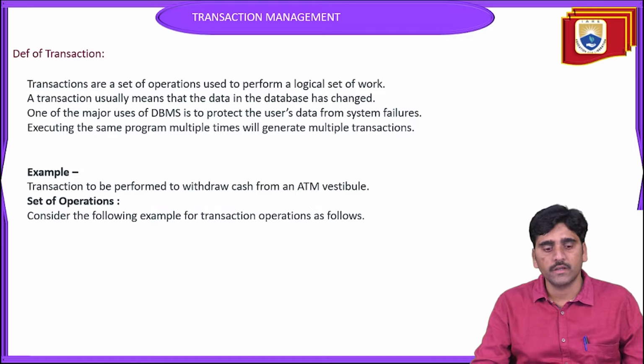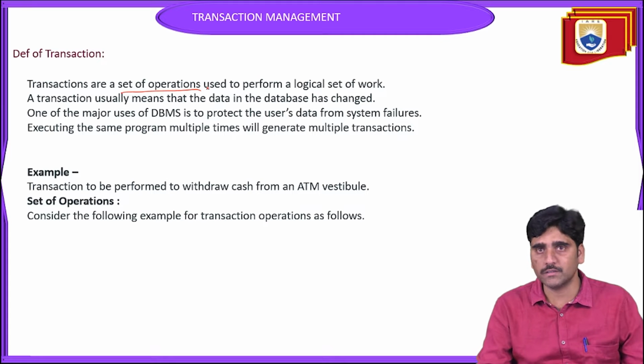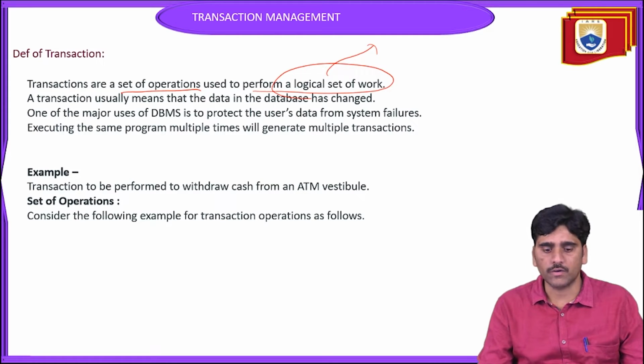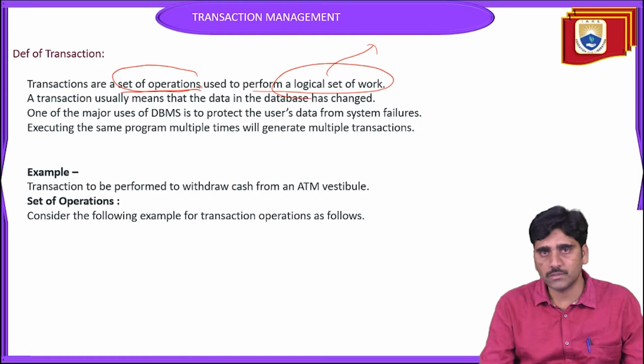Definition of a transaction. Generally, we have different types of transactions: banking transactions, financial transactions, everything we do involves some transactions. But apart from all that, what is meant by a transaction actually? A transaction is a set of operations used to perform a logical set of work. We perform certain operations to complete one work, that work is a logical set of work. To do that work, we perform a set of operations. So a transaction is a sequence or set of operations to complete that work.